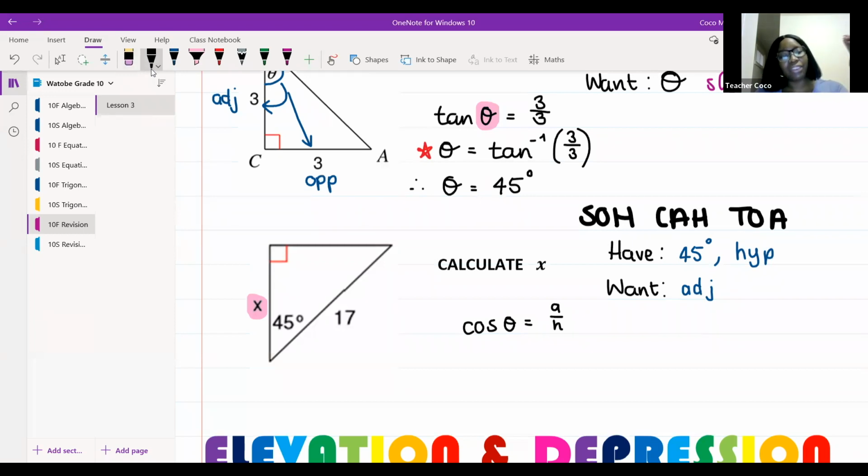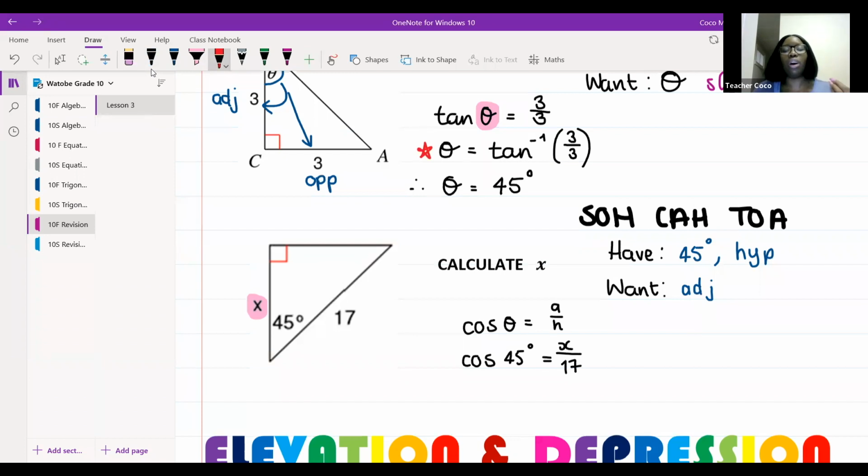Now, have they given us our angle? Yes, they have. They've told us that our angle is 45 degrees. So what we're going to do is go cos of 45 degrees is equal to our adjacent, which is now named x, over our hypotenuse, which is 17. Now, how do I get rid of this divide by 17, guys? Remember, I'm trying to isolate x.